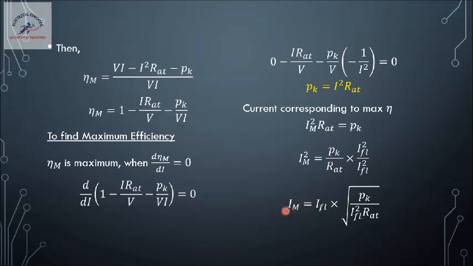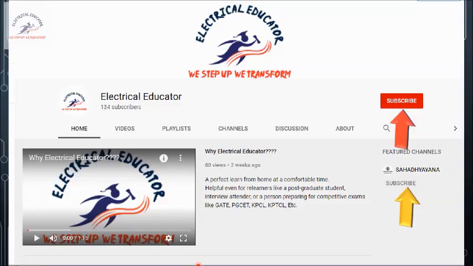So if I rearrange this equation, then the maximum efficiency is obtained at this value of current, which is a fraction of full load current, which is given by root of Pk by IFL square RAT. So constant loss divided by full load variable loss, take the root of it, multiply it by the full load current, that is the value of current at which the efficiency will be maximum, and Im is always less than IFL. So I hope this derivation is clear to everyone.